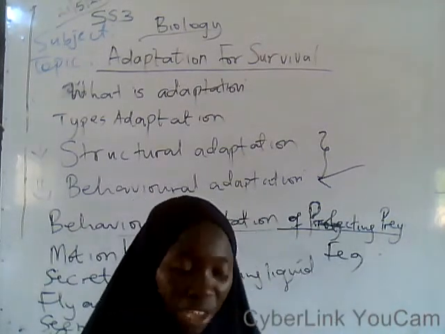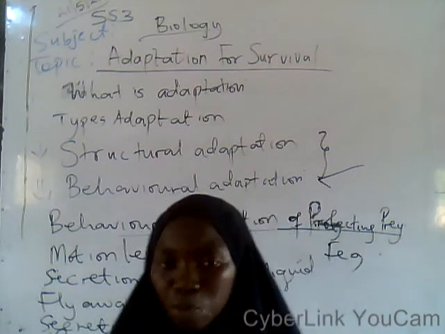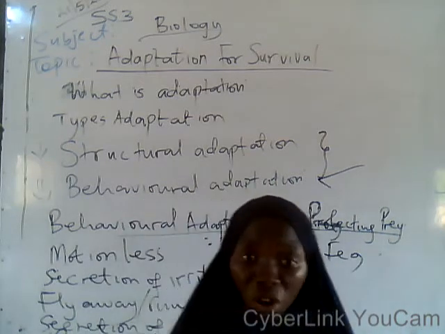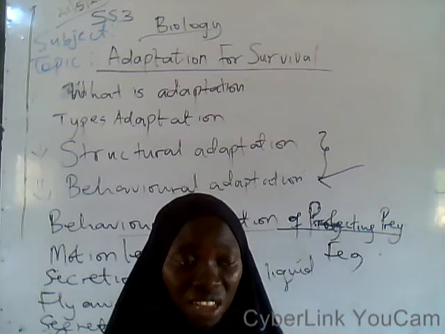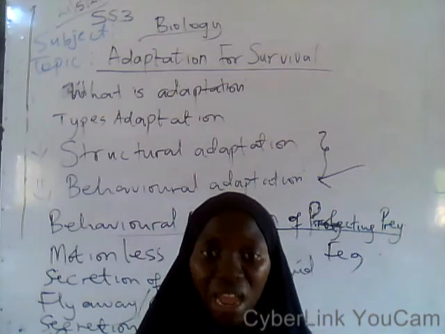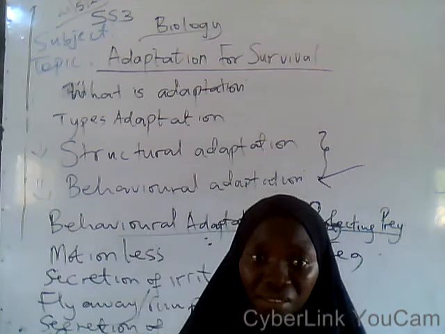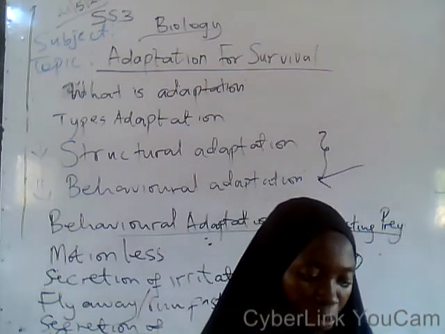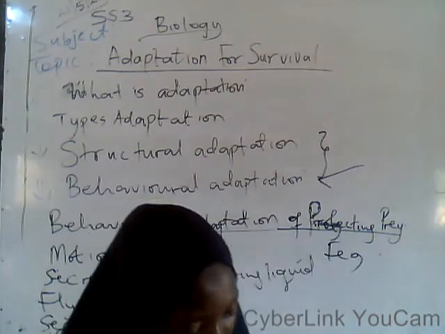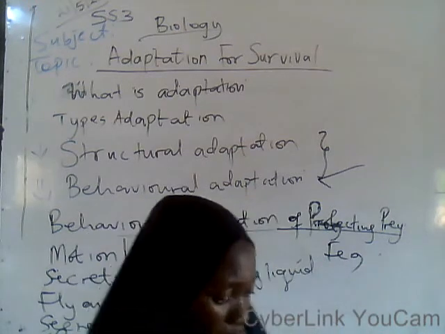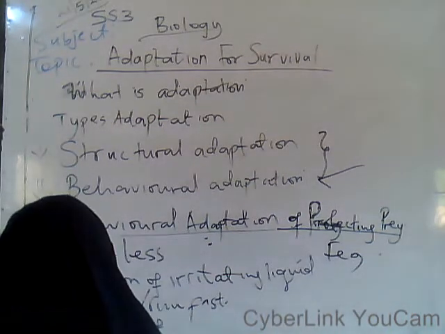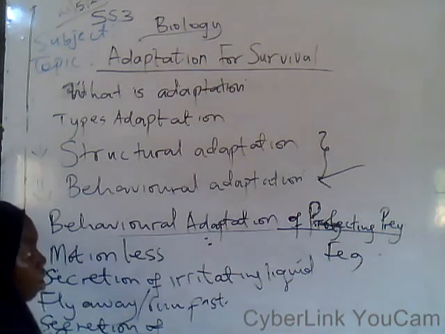Another one is mimicry. Mimicry is a situation whereby an organism resembles a closely related organism. Let me say an organism that is not normally harmful resembles an organism that is very harmful. This is mimicry. Or sometimes you see some insects that look like dead leaves on the floor. They are trying to adapt such that their predator will not easily notice them. All these are examples of behavioral adaptation that will protect prey from predation.